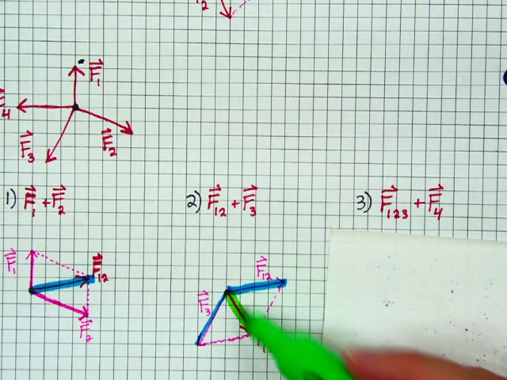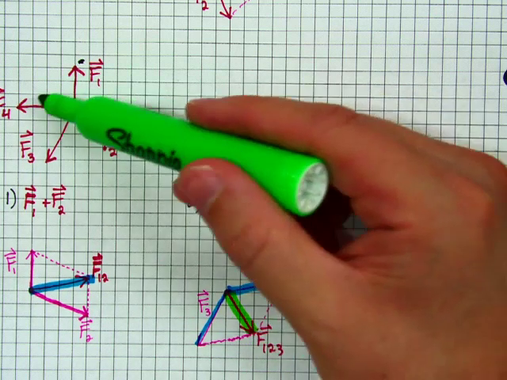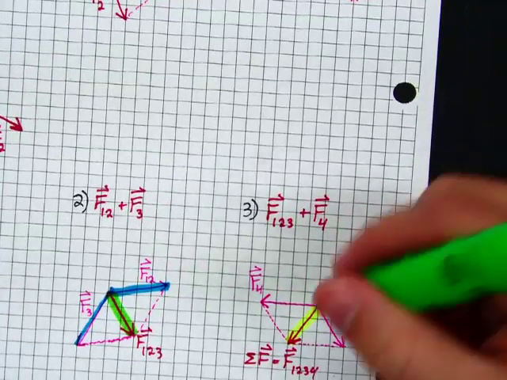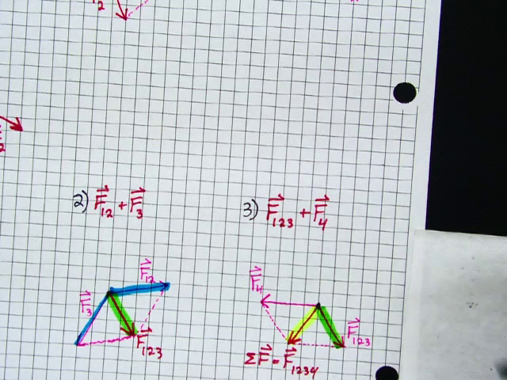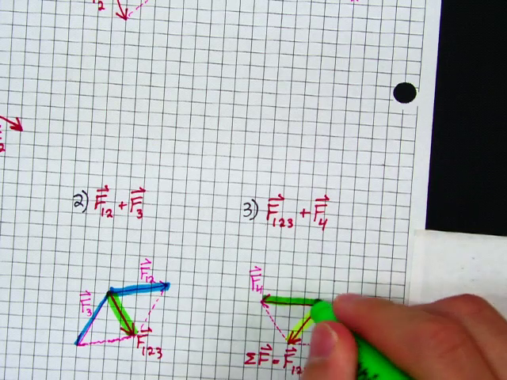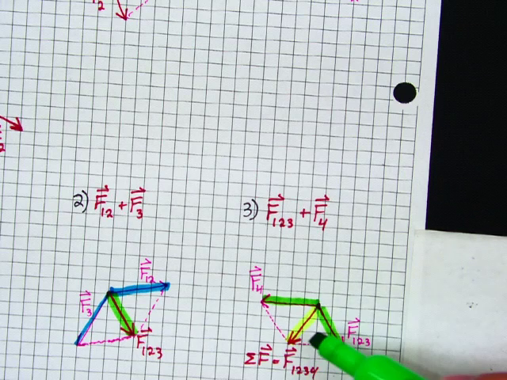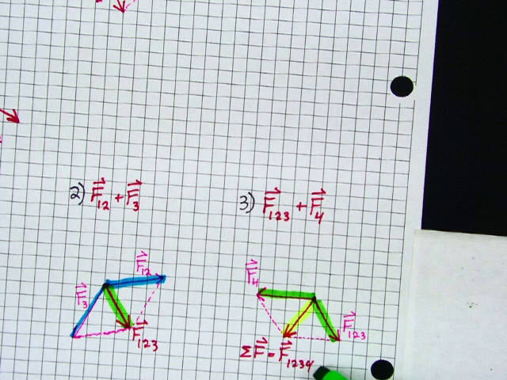I'm going to take that in green and add to it F4 over here. So here's the F123 all added together. Here's the F4 added to it. That makes another parallelogram and drawing the diagonal. And that right there, F1234, that's the sum of all four of those vectors. And you can check that that is also in agreement with what we came up with using the head-to-tail method. So you get the same result.